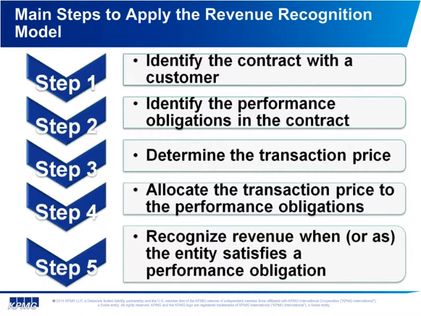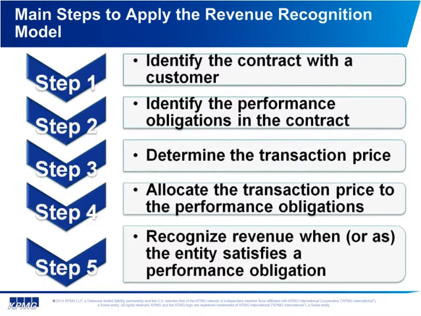In step 2, an entity determines how many units of account or separate performance obligations are in the contract. In step 3, an entity determines the transaction price. This includes estimating variable consideration and determining whether the constraint applies. An entity would also need to account for any significant financing component in the contract. Once the transaction price has been determined, the transaction price is allocated to the performance obligations. That is generally done on a relative standalone selling price basis.